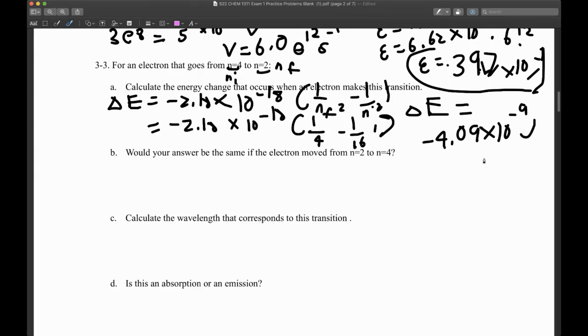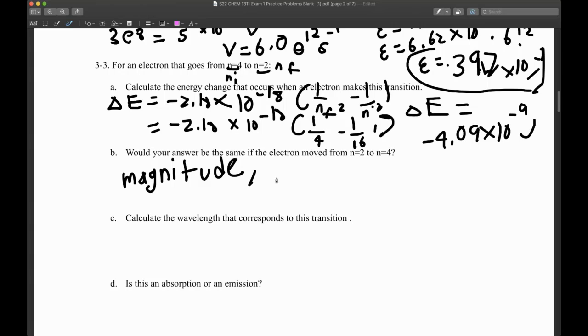So what does this value mean? You see this negative right here? That's going to be an indication of when energy is released, because if the change in energy is negative, that means something was released. So would your answer be the same if the electron moved from n equals 2 to n equals 4? The magnitude would be the same, so we can say that the magnitude is the same.